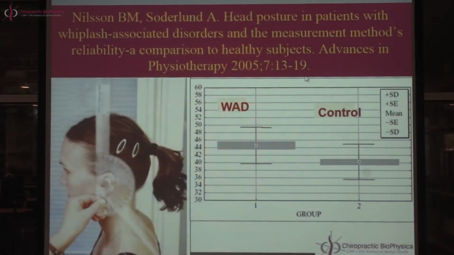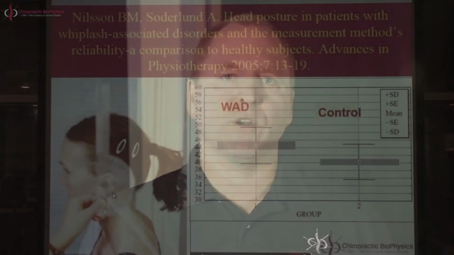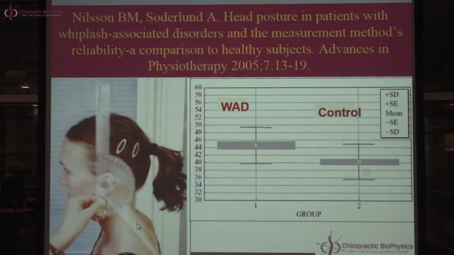So let's look at this paper from Advances in Physiotherapy 2005. What this did is this took a group of subacute and chronic whiplash-associated disorder sufferers, compared them to a control group, and they looked at, let's identify what the magnitude of the anterior head translation is. Now this was done seated, and it was using a simple angle to determine how far the ear is in front of the upper thoracic and lower cervical spinous process. Now the greater the angle, the further the head is forward.